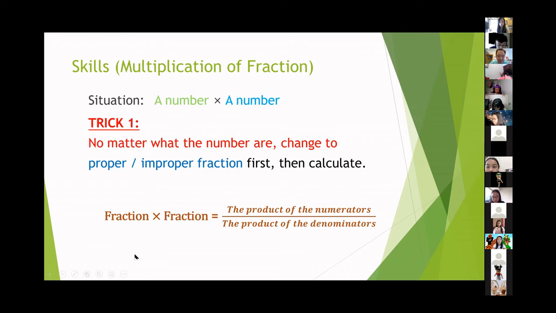Okay, and then fraction times fraction we calculate in this way: the product of the numerator over the product of the denominator. It means numerator times numerator, denominator times denominator, and the product of them can be shown like this. Now this is the general form. Of course, sometimes we can do it a little bit faster. Now, let's see some examples.